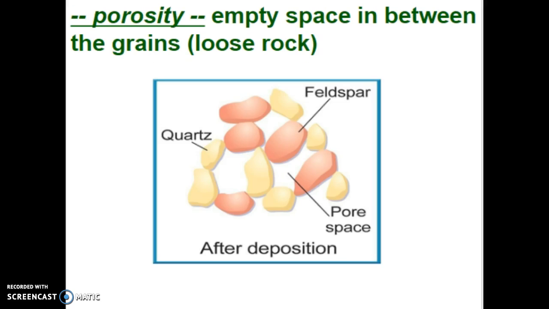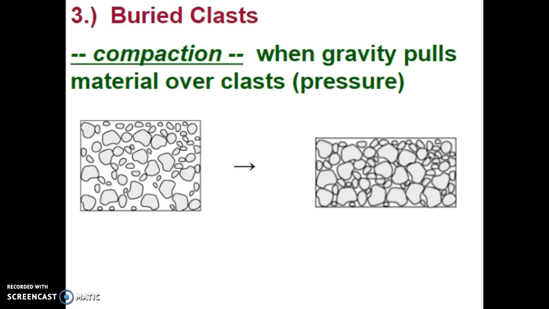Porosity is what we call the empty space in between the grains of loose rock. So once we have weathering and erosion, we have essentially a pile of clasts. In order to get these clasts to form to a sedimentary rock, we're going to need to lessen that porosity. We're going to need to squeeze all of that airspace, that empty space, between the rock grains. So compaction is when, due to gravity, material is pulled over the clasts. So pressure will squeeze all of that pore space out.